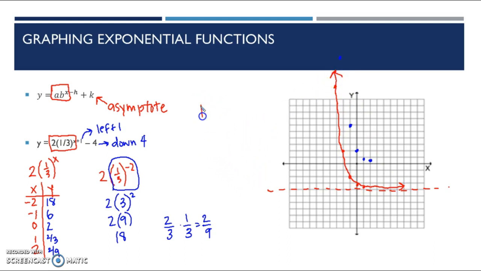Alright, my domain is always all real numbers. And my range is always going to be based on k. So in this case, I'm going up forever, so I'm going to use a positive infinity, that always goes on the right-hand side. And then my k value is -4, and I put a parenthesis since it's an asymptote.